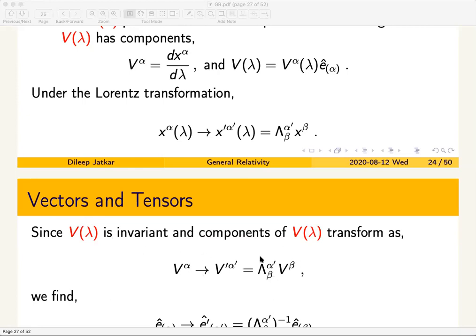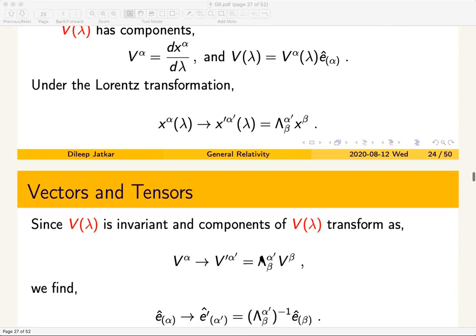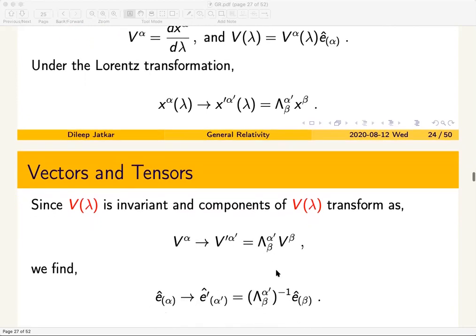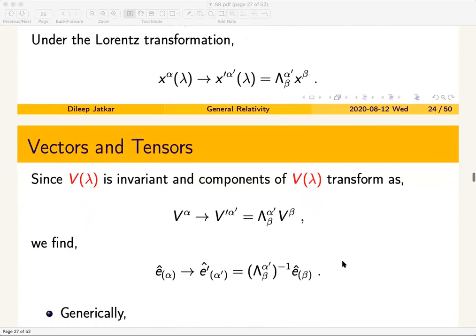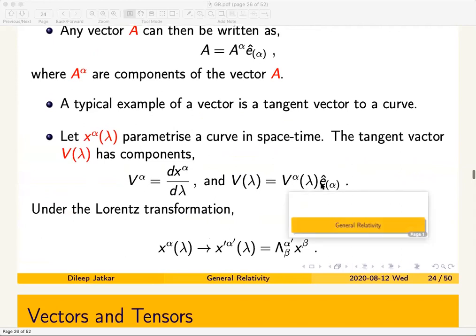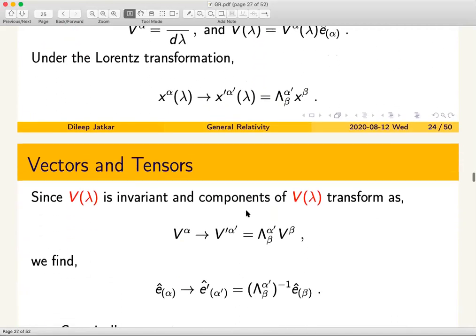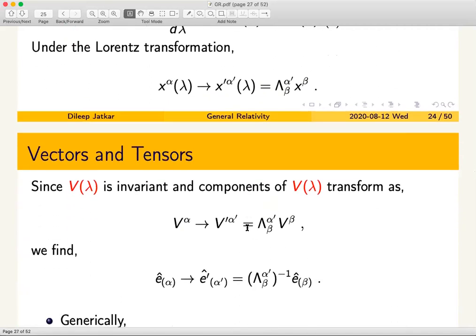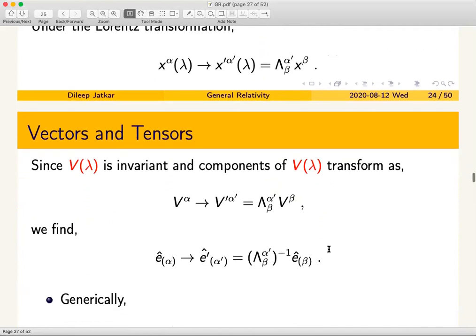So the only way you can arrive at an invariant definition is to say that ê_α transforms in the opposite fashion. The transformation of ê' involves Λ inverse, such that the expression v^α ê_α is invariant, with v^α transforming by Λ and ê_α transforming by Λ inverse. So this also defines the way the basis vectors of the tangent space transform.